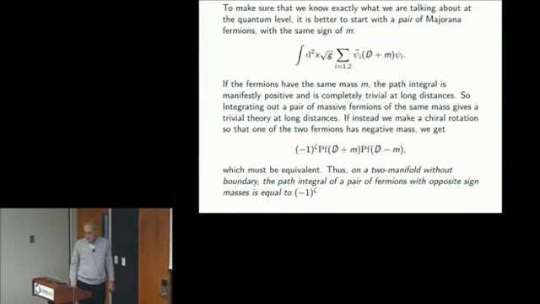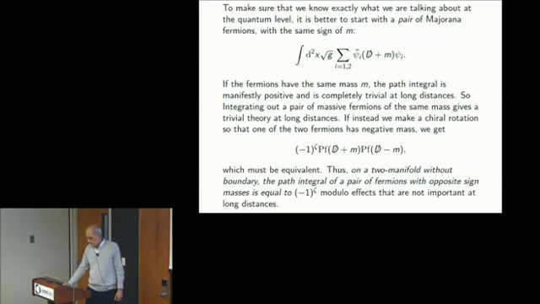So on a two-manifold without boundary, the path integral of a pair of fermions with opposite sign masses is equal to minus 1 to the zeta, modulo effects we don't care about at long distances. We got that by saying that if the masses were the same, the theory was completely trivial, and then if we made a chiral rotation of one of the two fermions, it had to still be completely trivial. But the theory that had to be completely trivial was the fermion theory times this minus 1 to the zeta. So that tells us that the fermions with opposite masses are generating, or equivalently they're canceling, minus 1 to the zeta.